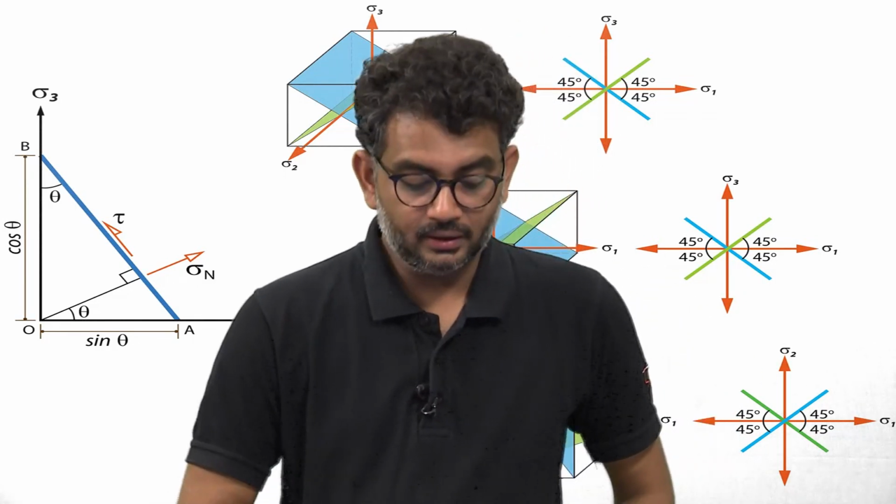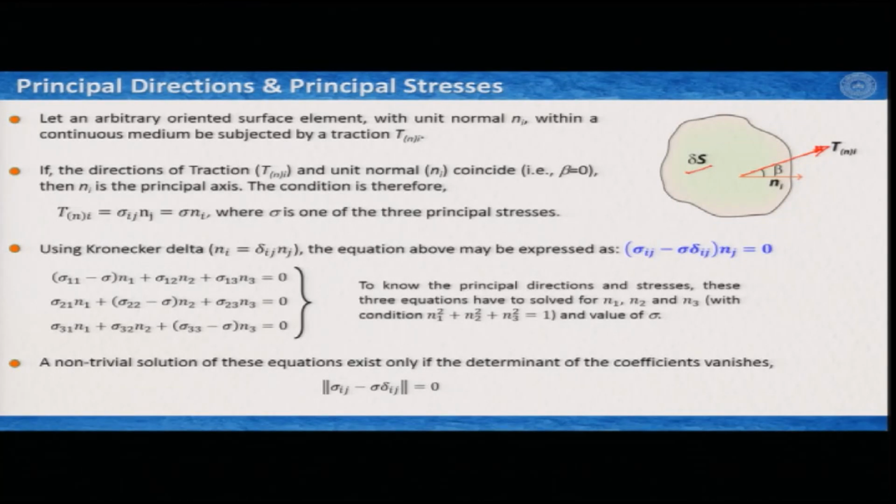But if that does not happen, then you have to figure out particularly the orientations where your shear stresses are 0. That means where sigma is one of the principal stresses, and it must follow this convention that sigma ij must be replaced by sigma, and these 2 vectors would switch their positions, that means Nj to Ni.